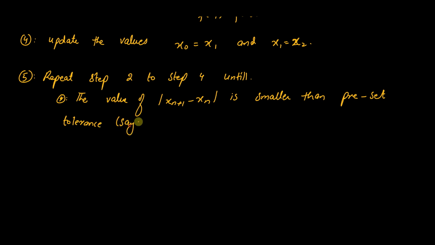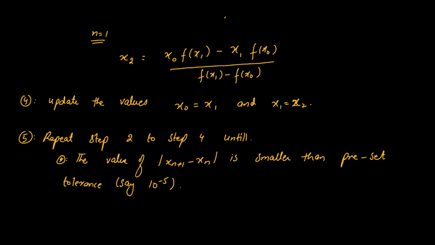Say you have a tolerance of 10 raised to the power minus 5, or 10 raised to the power minus 4, or 10 raised to the power minus 3. That's up to your choice. So this is the basic working rule of the secant method. This iterative loop continues until we get close enough to the actual root of f of x equal to 0. The closer the initial guesses are to the actual root, the faster the convergence.